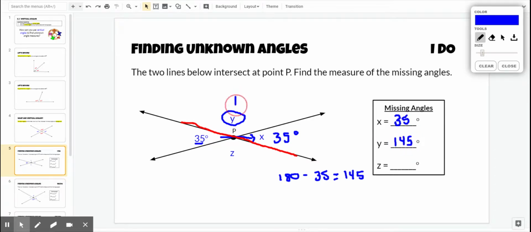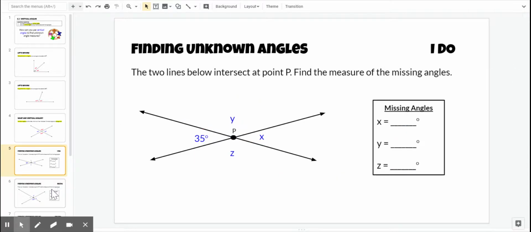Now watch how easy this is. If this angle is 145 degrees, angle Z is a vertical angle. It's directly across, which means that angle Z is also going to be 145 degrees. So here we had to use vertical angles and also what we know about supplementary angles to find all of those missing angles.